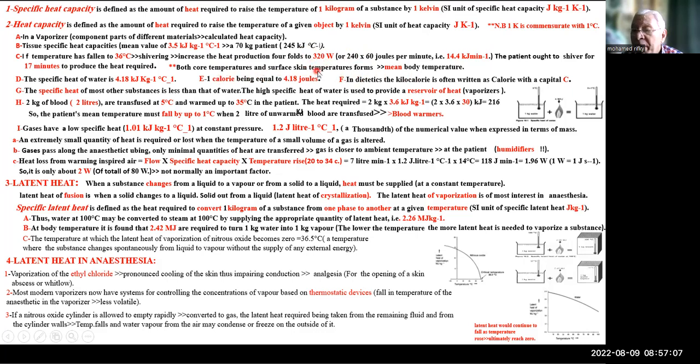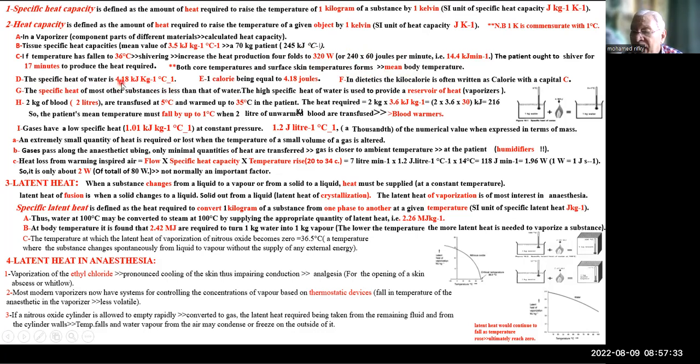Of course, whenever we mention the temperature, always we consider the mean body temperature, which is the calculation between the shell and the core temperature. The specific heat of water is 4.18 kilojoule for each kilo and for each degree Celsius.